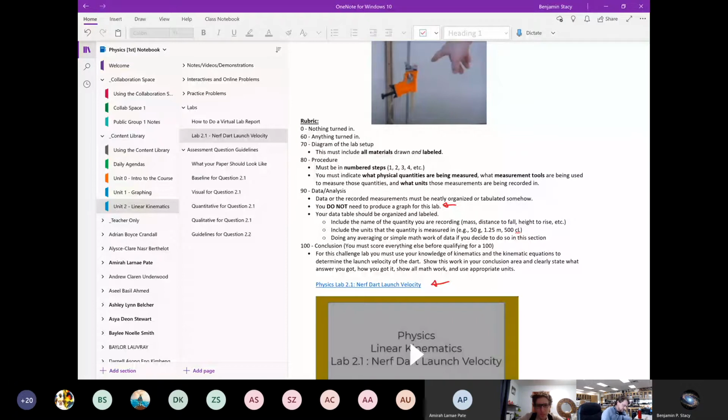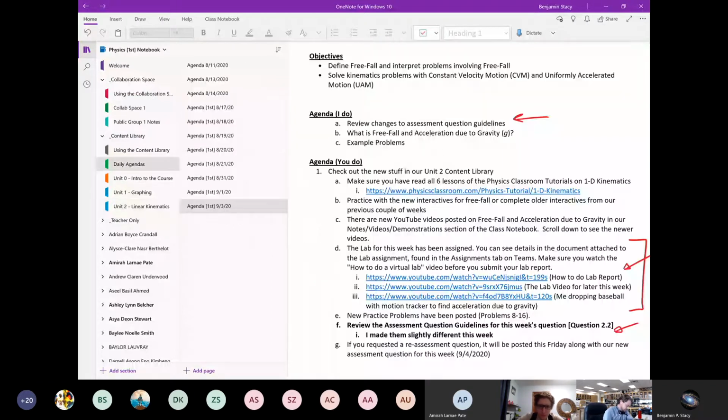Okay, so we've gone over where to find the lab stuff and our slightly different assessment question guidelines. I think that's all we wanted to do. Okay, so we're going to do some notes real quick on free fall and acceleration due to gravity, and then hit the example problems. So I'm in content library. Let's go up to notes.